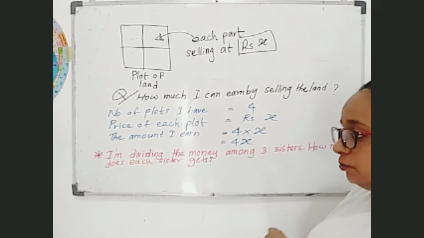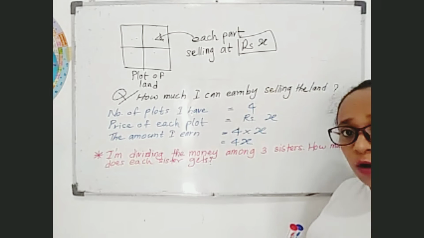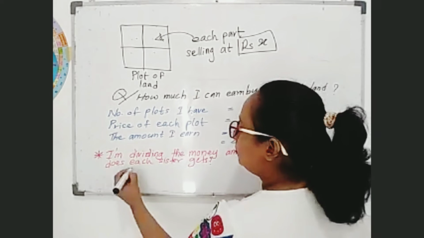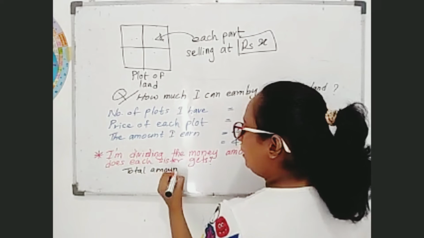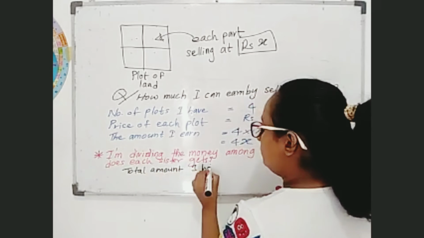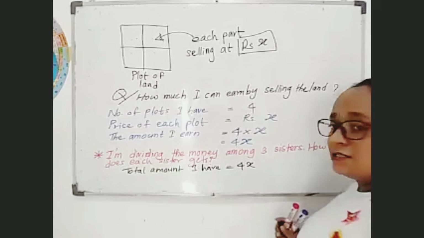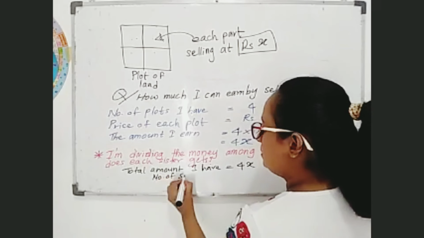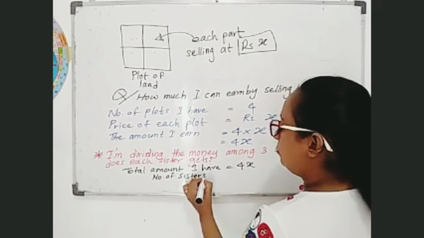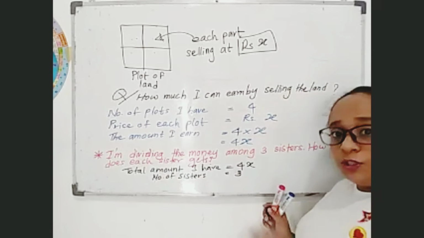So what am I going to do? How am I going to find this? So I know the total amount I have. Total amount I have, that is 4x. So number of sisters is 3, right? Number of sisters, so how much each sister gets.